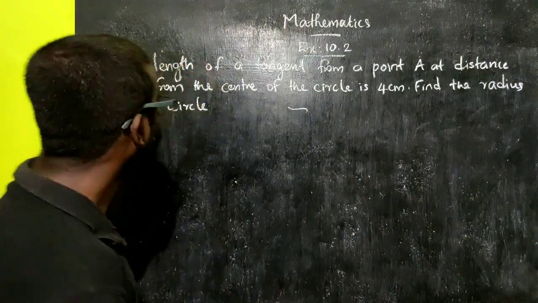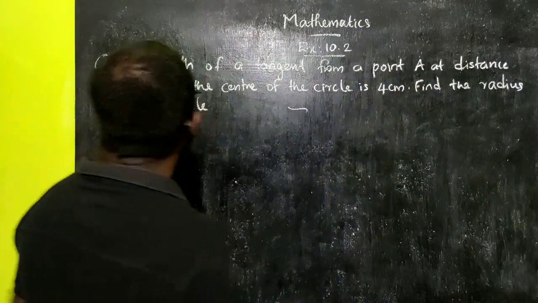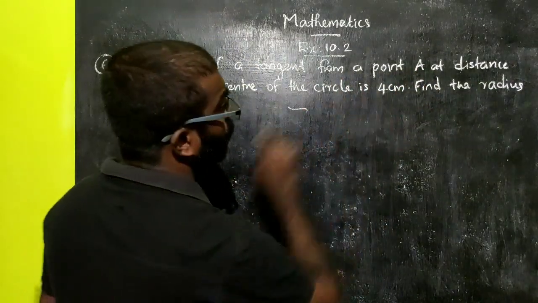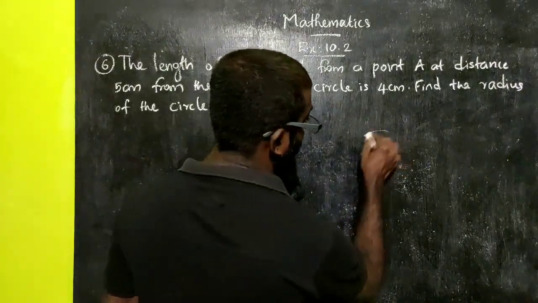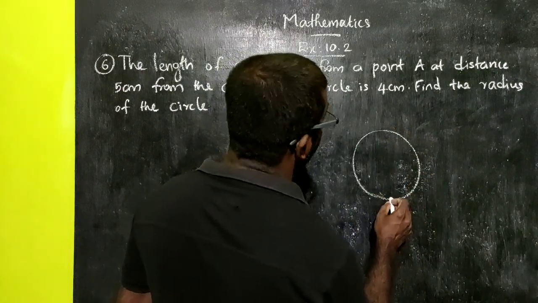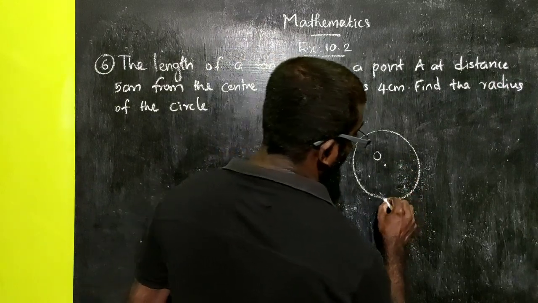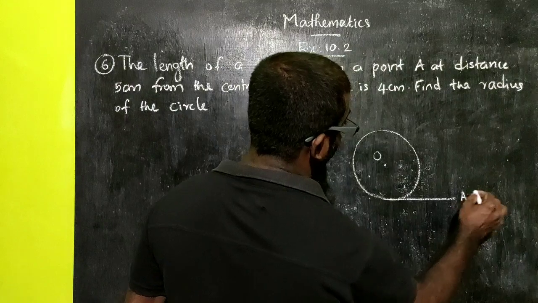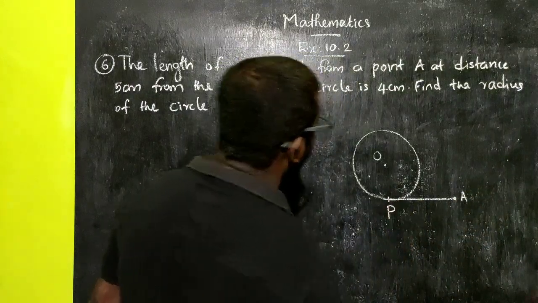The next question is: the length of a tangent from a point A at a distance of 5 cm from the center of the circle is 4 cm. Find the radius of the circle. Very simple question. You can draw the figure. There is a circle. The center we can mark as O. Then we draw a tangent from a point A, and the point of contact we mark as P.